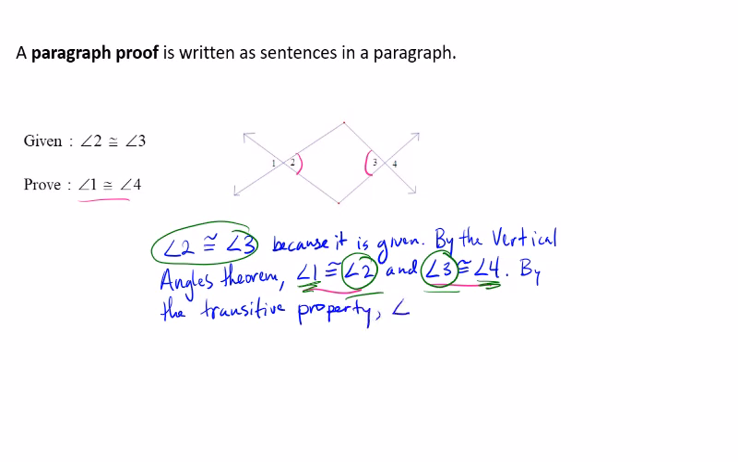angle 2, or excuse me, angle 1 must be congruent to angle 4. Okay, and there we go. So we just formed our proof. So it doesn't have to be a long paragraph, right? Basically one sentence per row of a 2-column proof. Just say your statement and say your reason, but just write them in complete sentences.